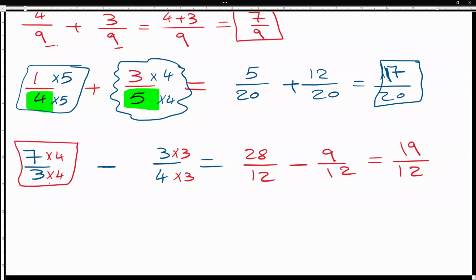Can I simplify it more? Yes. 12 and 19. How many 12 in 19? 1, with a remainder, 7 out of 12. That's it. If I left it here, am I going to lose marks? No, unless the question is saying, write your answer as a mixed number, then you have to reach that step. However, if you stopped here, you will still have all of your marks.